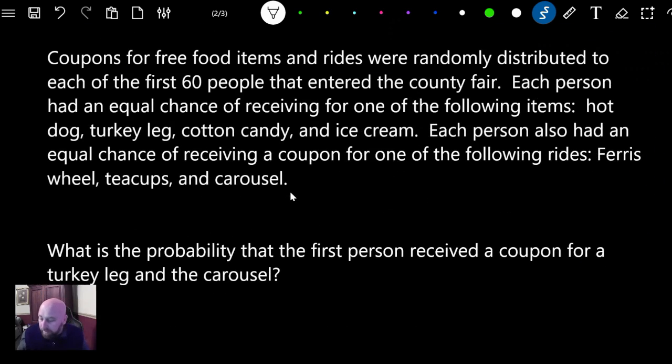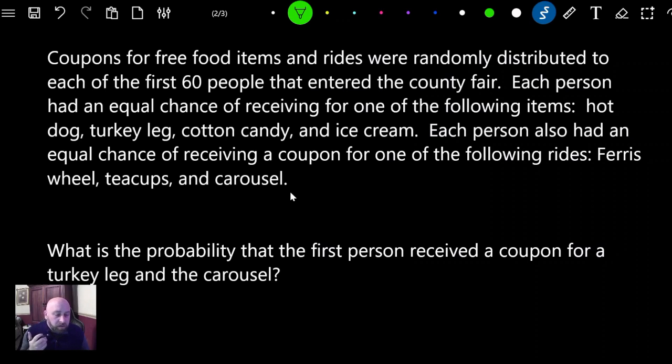All right, let's go ahead and look at this example. This example is on page 390 in your book. So here we go. Coupons for free food items and rides were randomly distributed to each of the first 60 people that entered the county fair. Each person had an equal chance of receiving one of the following items.